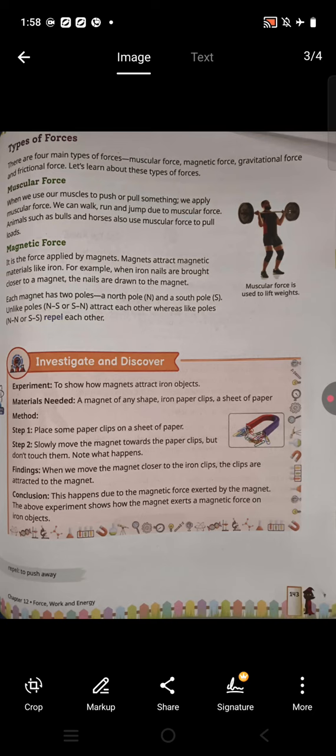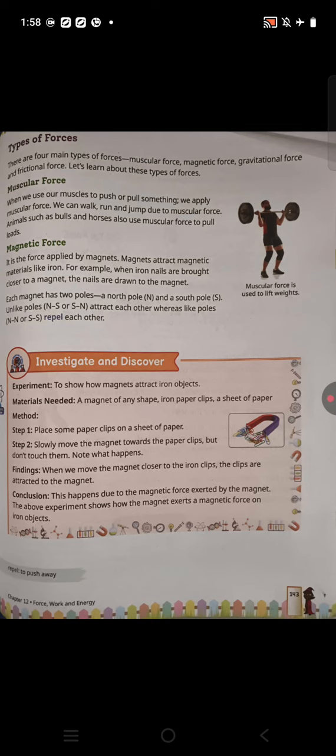The materials needed are a magnet of any shape, iron paper clips, and a sheet of paper. So three materials are needed: iron paper clips, a sheet of paper and a magnet of any shape. Now the method. Step 1. Place some paper clips on a sheet of paper. Next, slowly move the magnet towards the paper clips but don't touch them. And note what happens in your notebook.